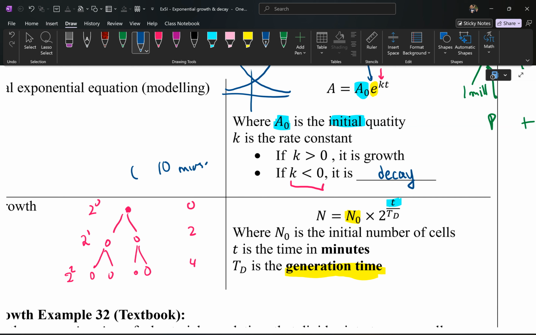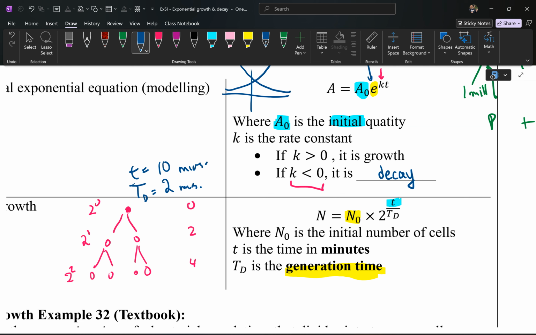Okay, in 10 minutes, that could be T. But generation time, which they call TD, is how often or how long it takes before it does actually split. If I told you it splits every 2 minutes, how many times would it have split in 10 minutes?